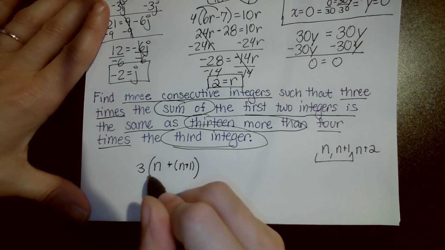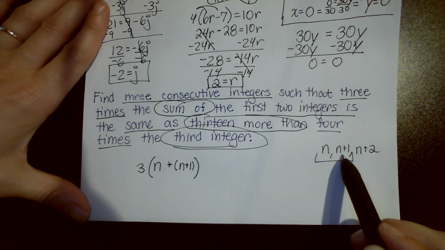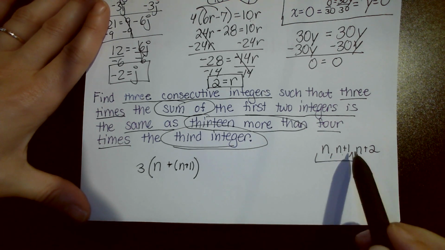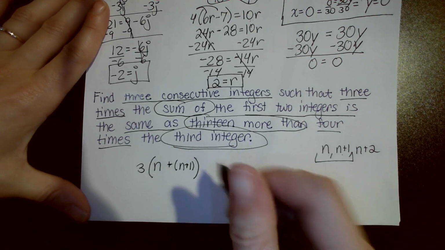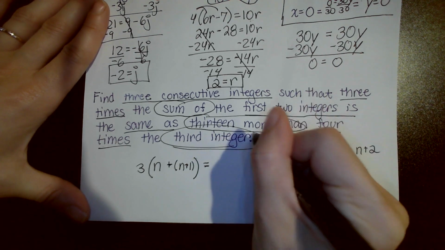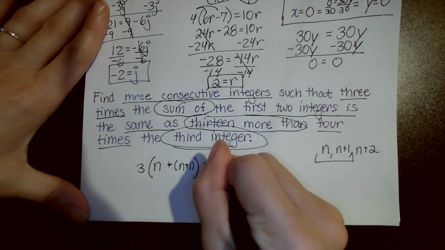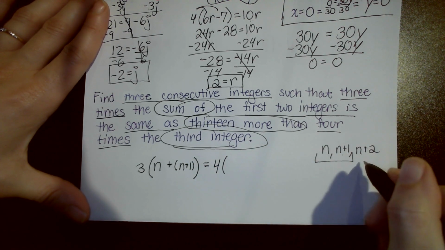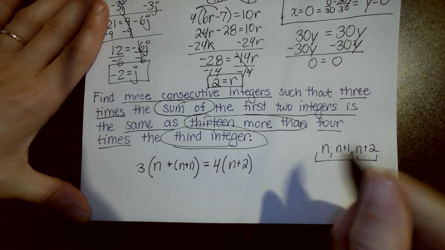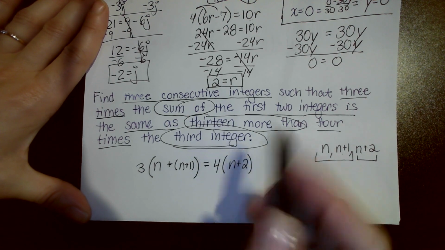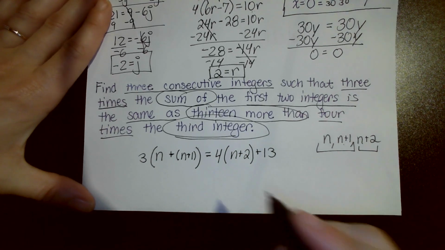All right, so 3 times the sum of the first two integers, n and n plus 1. We don't know those numbers yet, so that's like their code names. And then is the same as, equals, 13 more than 4 times the third integer. Well, that's n plus 2. And they said 13 more than that, so plus 13.